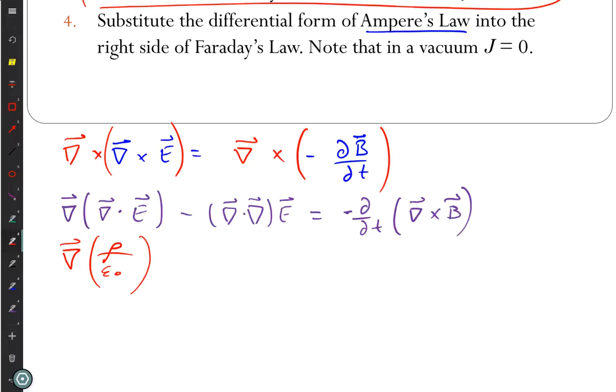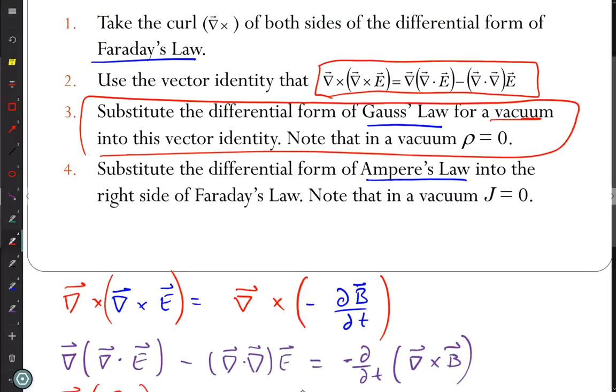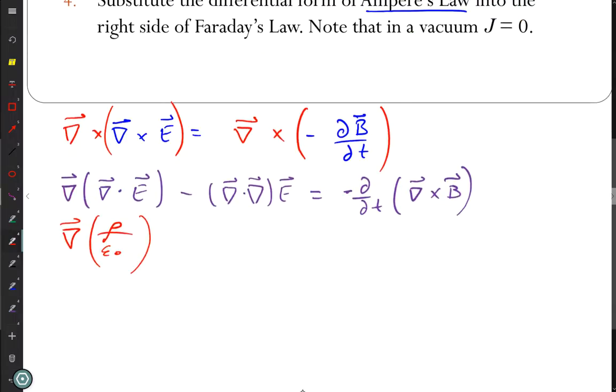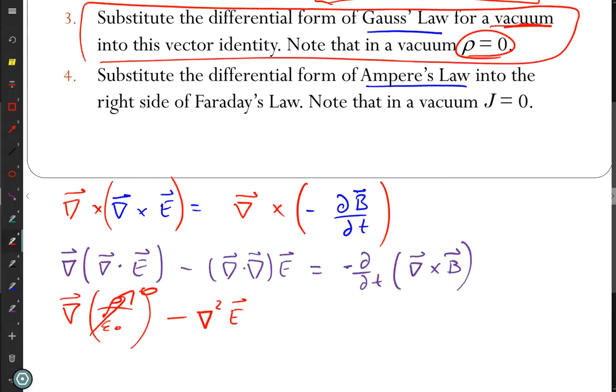But with the understanding that if I'm doing this in a vacuum, rho is 0. So that term is 0, because rho is 0. Minus, now del dot del. We usually write del as a vector, but when you do a dot product, that makes it a scalar. And so this is actually a scalar, del squared of the electric field. So there I've taken care of the left-hand side.